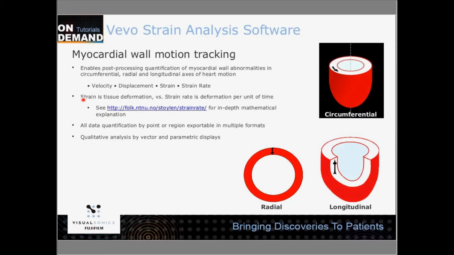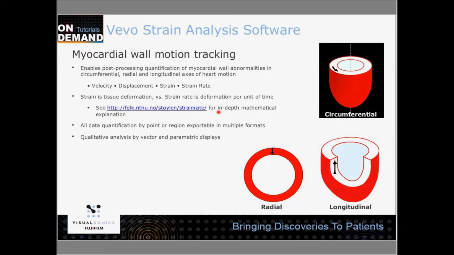So strain itself, if you think about it in engineering terms, is really tissue deformation. It's the actual deformation, the movement of tissue, and the strain and stress that's happening within the tissue, within the muscle fibers, as the tissue is deforming. Strain rate is a derivation of that, where it's the deformation per unit of time.